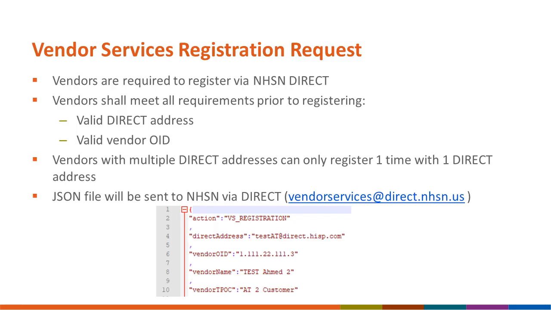To use this feature, vendors must first register. In order to register, you must have a valid direct address. If you have more than one address, you will be allowed to use only one address. To obtain a vendor OID, as mentioned by Wendy earlier, please contact FinTech for this request. We will post a guidance document online soon. The screenshot here shows the information needed to submit registration. An action word is required, along with direct address, vendor OID, vendor name, and vendor TPOC.